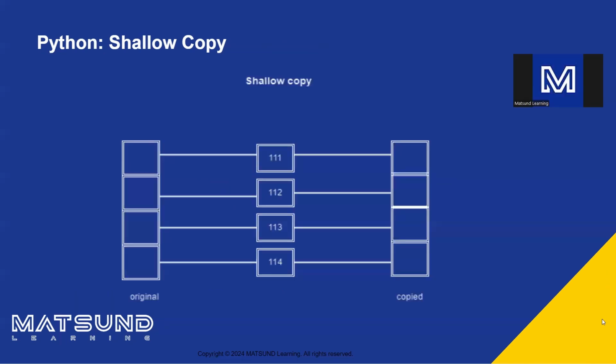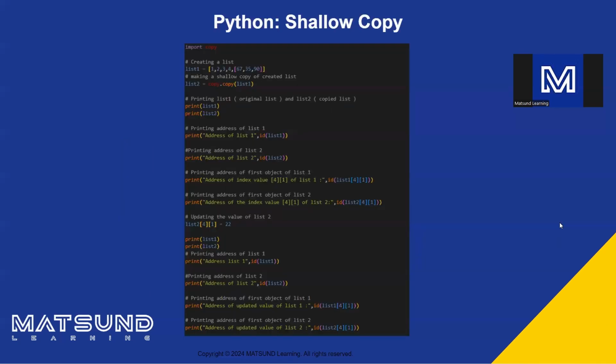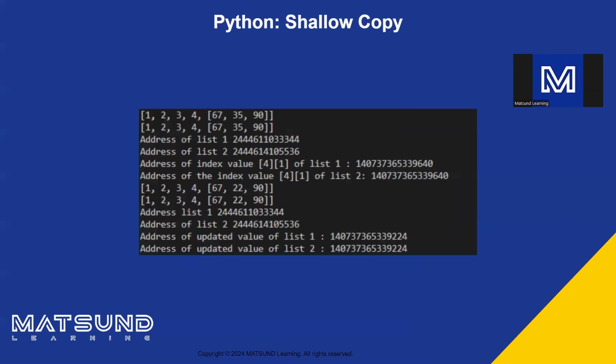This slide represents the shallow copy example. There are two tables, one original and the second copied, but they both use the same items. If we change one item, it will affect both tables. This is the Python code where we created a list and made a shallow copy of it, and checked the address of the list and its objects. In the next slide, we can see the address of the list and its objects, where the addresses of list 1 and list 2 are different, but the addresses of the objects of list 1 and list 2 remain the same before and after updating the value.